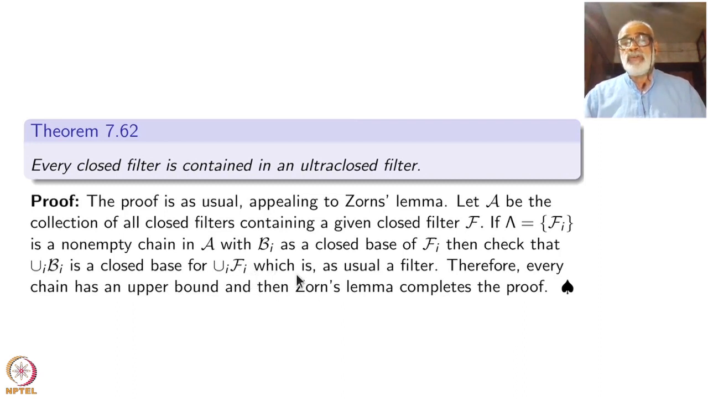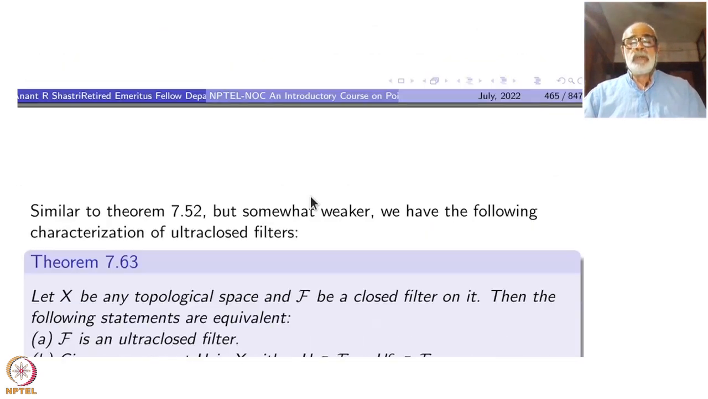Again, the union of the F_i is a filter, which is easy, just like in the earlier case. So it is a closed filter. Therefore, it is a member of lambda, a member of this A, and it is an upper bound for all members of this one. So the condition for Zorn's lemma is satisfied. Therefore, the conclusion of Zorn's lemma says that there are maximal elements. So, every filter is contained in an ultra-closed filter.